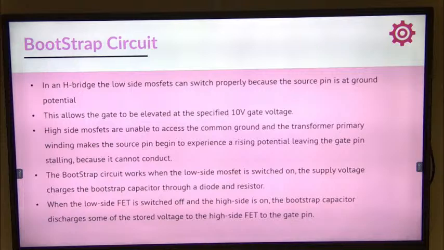The bootstrap circuit works such that the low-side MOSFET is switched on. The supply voltage will charge the bootstrap capacitor through a diode and a resistor. When the low-side MOSFET is switched off and the high side is on, the bootstrap capacitor discharges some of the stored voltage to the gate pin of the high-side MOSFET.